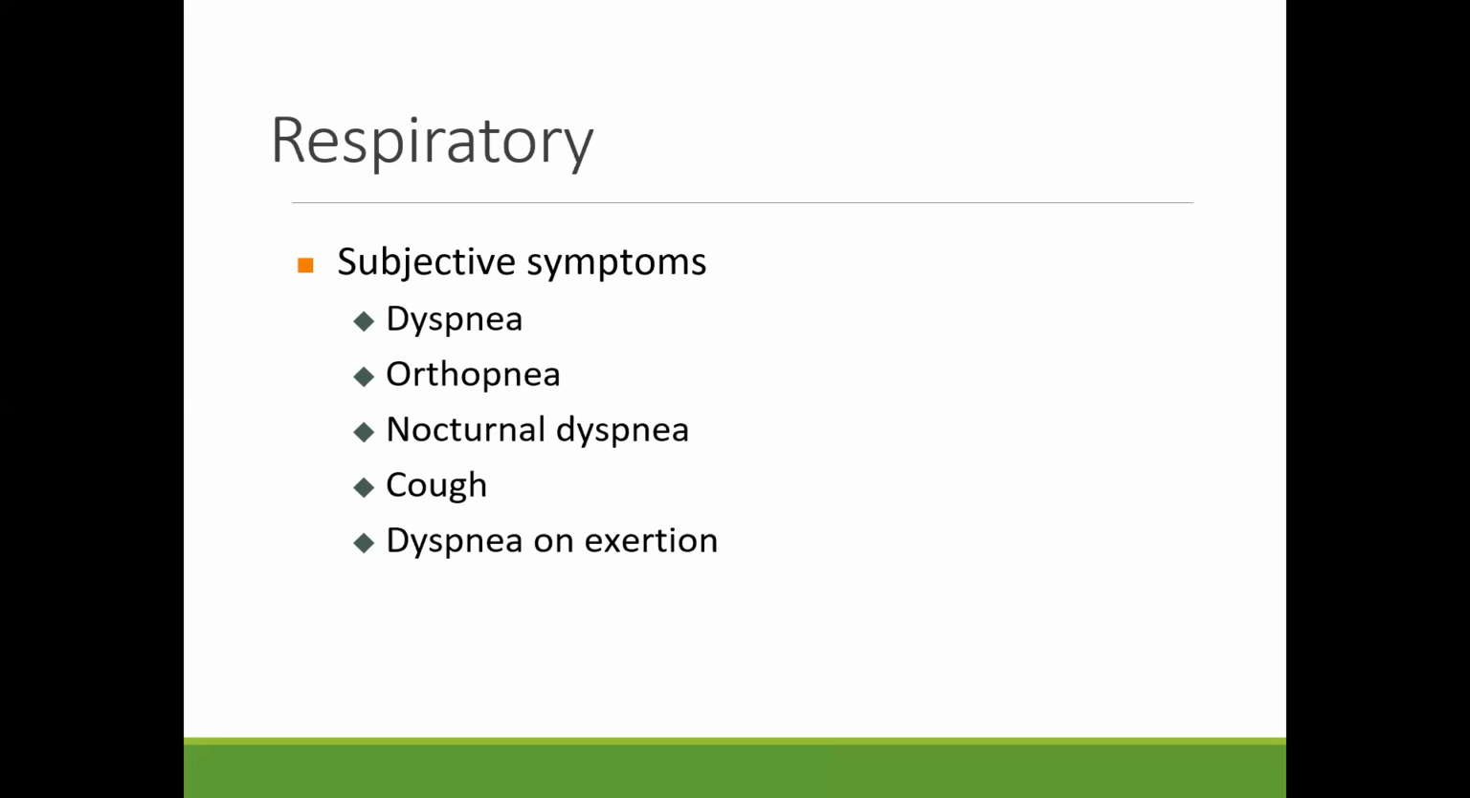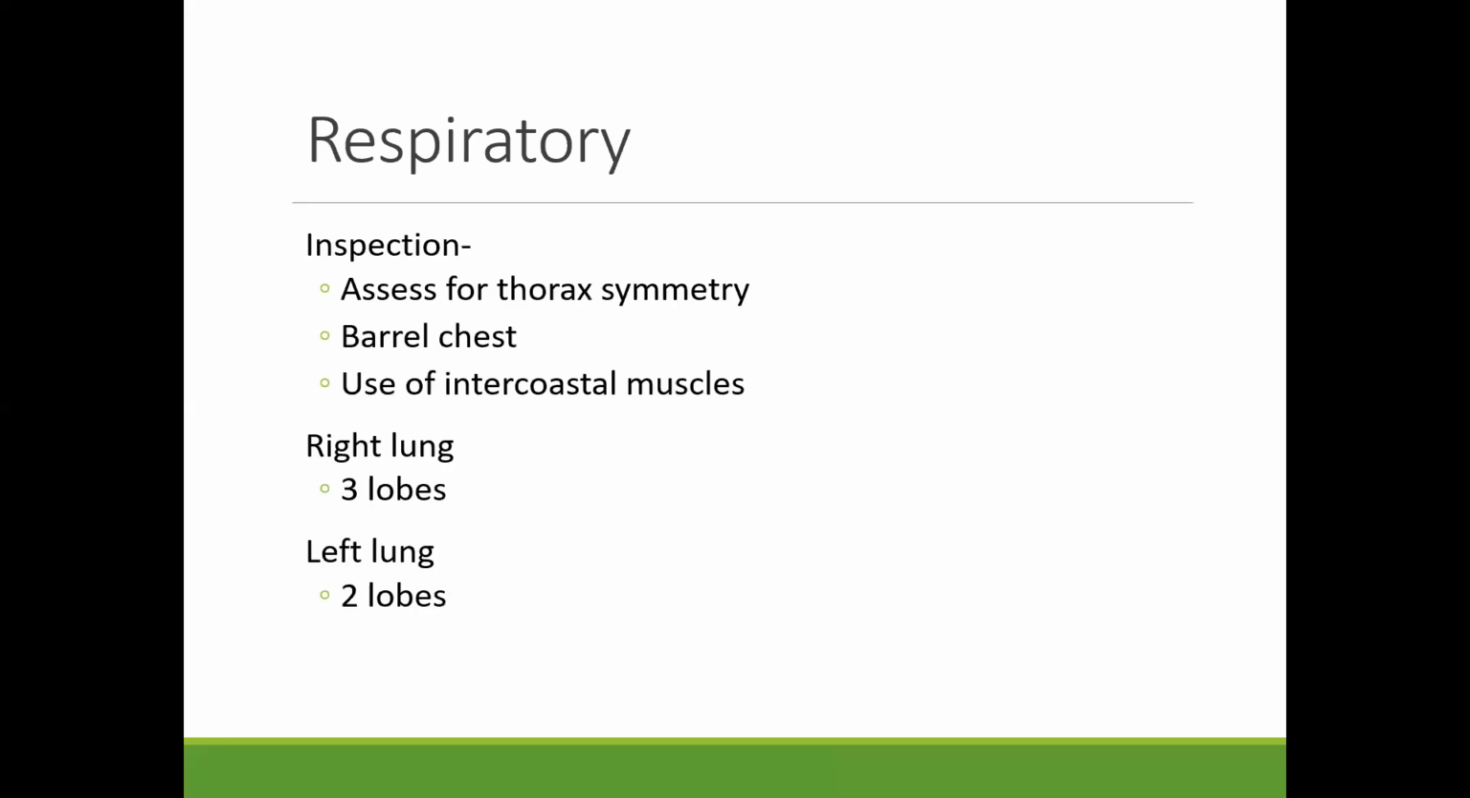Subjective symptoms, so these are what the subject says. They're short of breath, they're orthopneic, so that would be positional breathing, nocturia, dyspnea, cough, dyspnea on exertion. We're going to inspect, we're going to look at their whole chest. Is it round? Is it symmetrical?